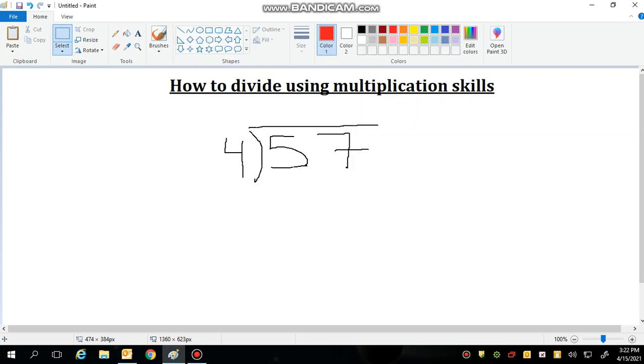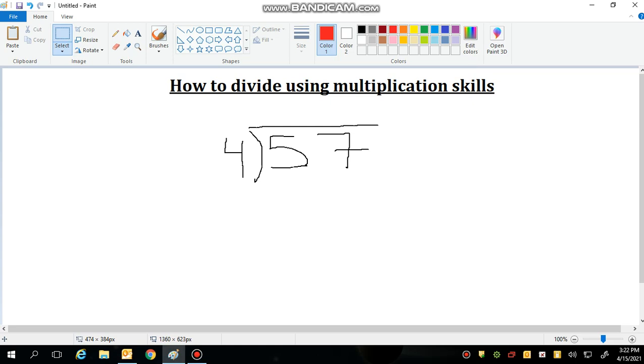Today I'm going to teach you how to divide using multiplication skills. In my previous video I showed you how to multiply using place value technique. We're going to use that same skill here to help us do division problems. Now please remember, this technique is not to find the exact answer. We're just trying to round, we're just trying to estimate the closest possible answer to solve our division problems.